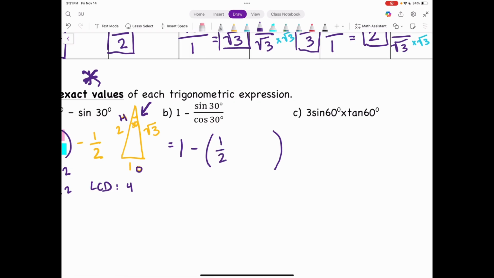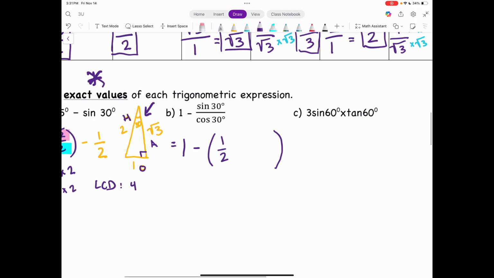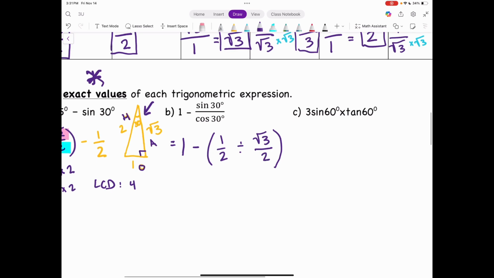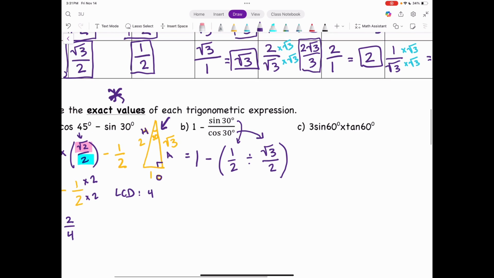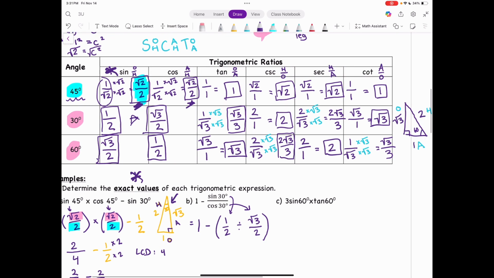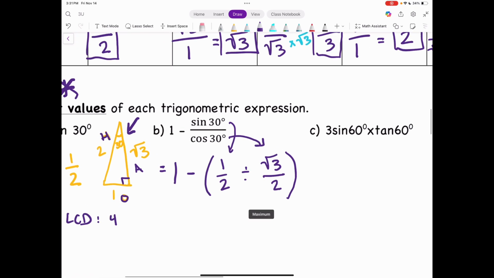Okay, and then that will be divided by cosine at 30. So cosine is adjacent over hypotenuse. So my adjacent here is the square root of 3, and then my hypotenuse is 2. This is sine at 30, this is cosine at 30. Again, we could have looked back at this chart and just seen that sine at 30 is 1 over 2, and cosine at 30 is the square root of 3 over 2. But you guys need to know how to do it.